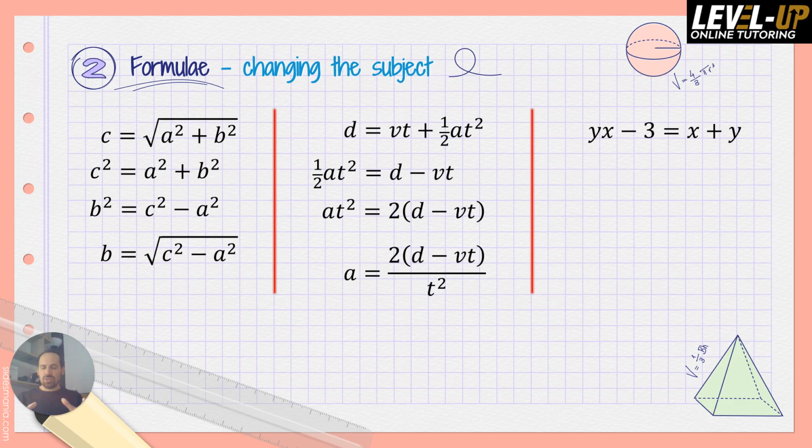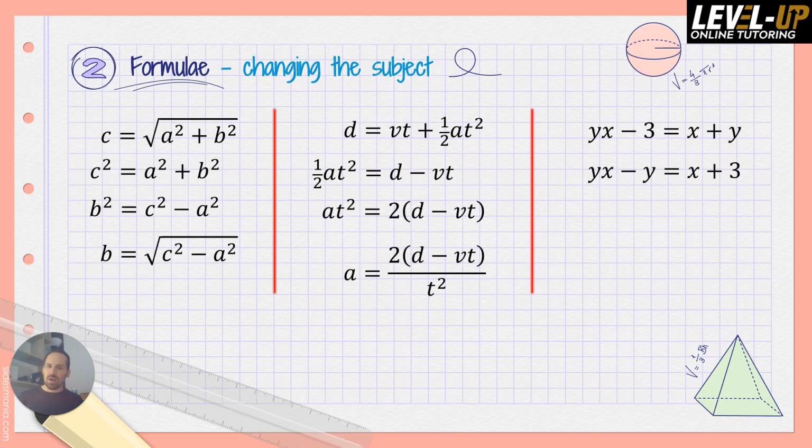So this isn't an equation from physics or trigonometry or anything like that. This is just a made-up equation. And say here we wanted to make y the subject, which, okay, we've now got two occurrences of the y here. How would we deal with that? Well, first of all, get the y's together on one side. So we've got the yx term and the y term.